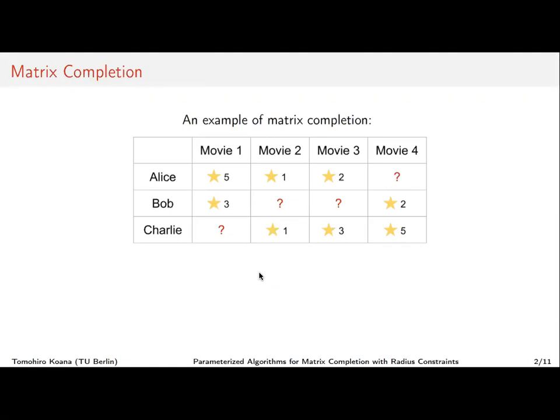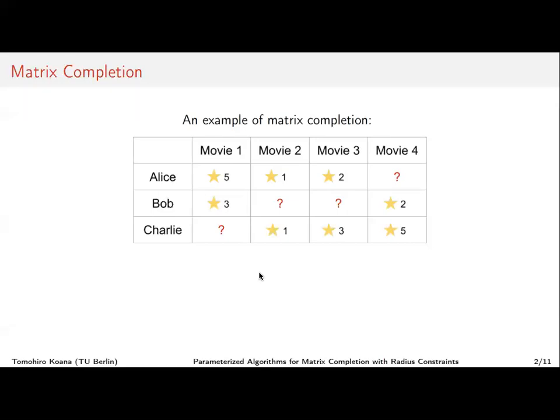Anyways, so let me start with a motivating example for the matrix completion problem in general. Suppose that you have some service like Netflix, where a user can watch movies. Unfortunately, for now, you have only 3 users named Alice, Bob, and Charlie. And then you have very unique titles named movie 1, 2, 3, and 4. And in this service, a user can give a rating for each movie that they watched.